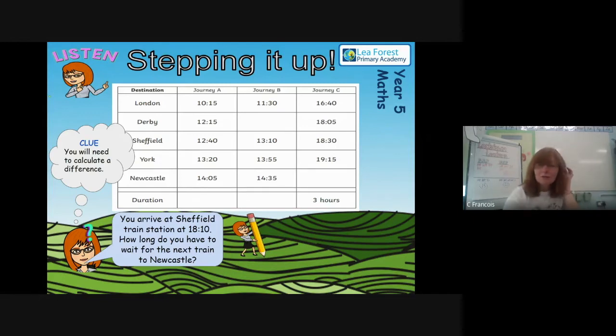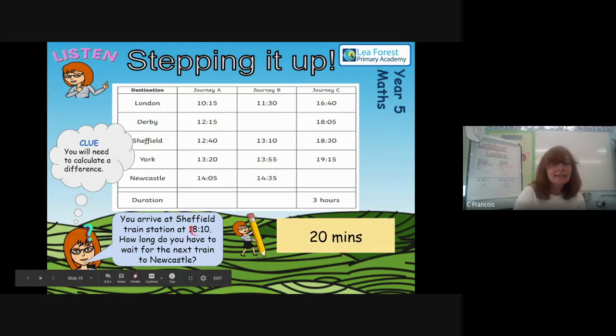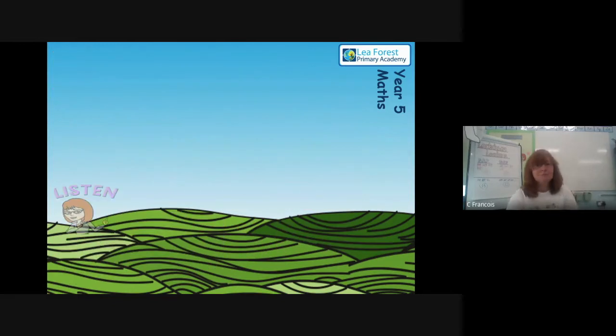Okay, so let's have a look. It's 20 minutes because I've arrived at Sheffield at 18:10. The next train leaving is 18:30. So what is the difference between 18:10 and 18:30? I could calculate a difference, or mentally, if I'm very good at telling the time, I could say 18:10, which is 10 past 6. So 10, 20, 30. So it's 20 minutes. So there's a 20 minutes wait in between.